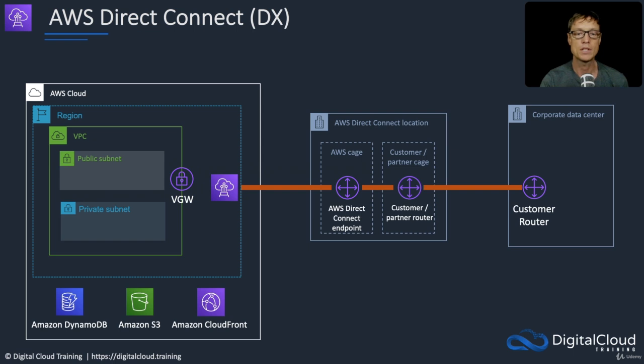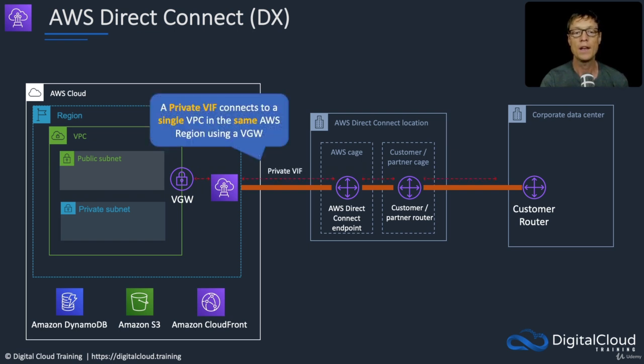Let's look at a bit more detail. So once we've established the physical connection, we then have to create something called a virtual interface. There are public and private virtual interfaces. A private virtual interface connects to a single VPC in the same AWS region using a virtual private gateway, a VGW.